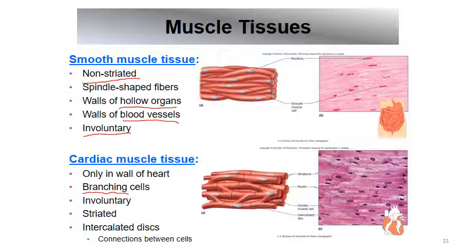They're not perfectly parallel to each other. So one goes this way, one goes up this way. Okay, then know that it's involuntary, striated, and the intercalated discs are the connections between the cells. So they're really actually desmosomes made up of the intermediate filaments.